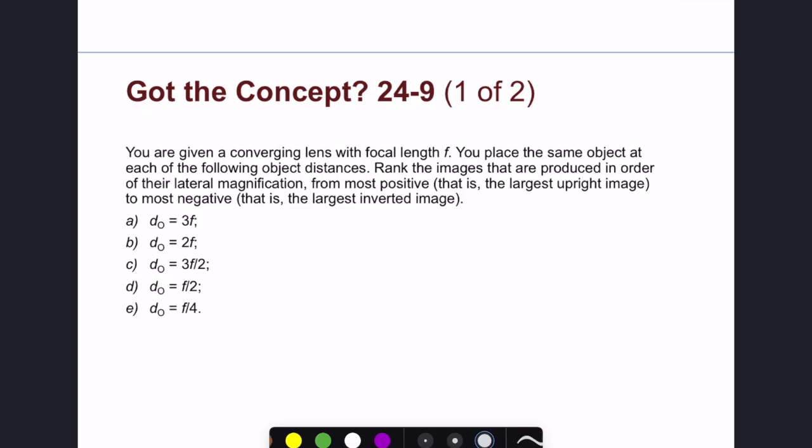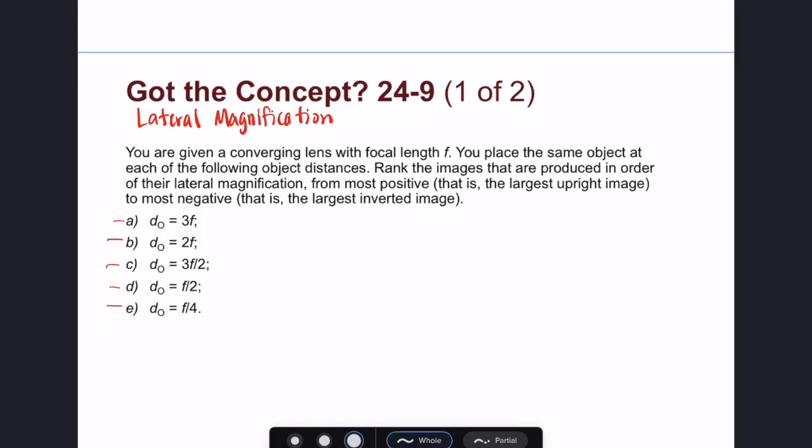So we're finding the lateral magnification of a converging lens with different object distances. There was a typo here in the slides. So let's think about it. We have a converging lens, and its focal length is f. We're placing an object at each of the following distances listed here, and we're going to rank the images that are produced in order of their lateral magnification. We're going to start with the most positive to the most negative.